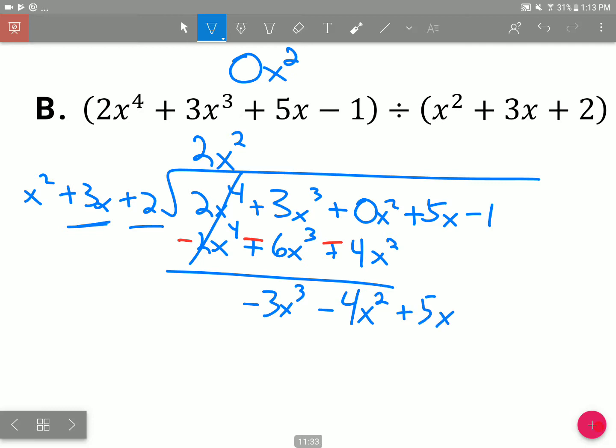And that's the pattern. We're going to do it 2 more times. Once for the 5x and once for the negative 1. Cool. However many ones you got, that's how many you got to do it for. So, this x squared, what do I need to multiply it by to make it a negative 3x cubed?